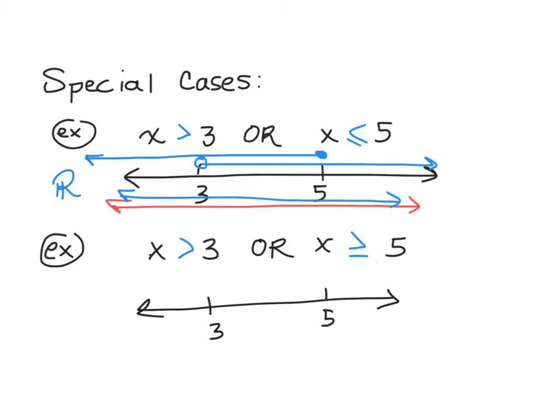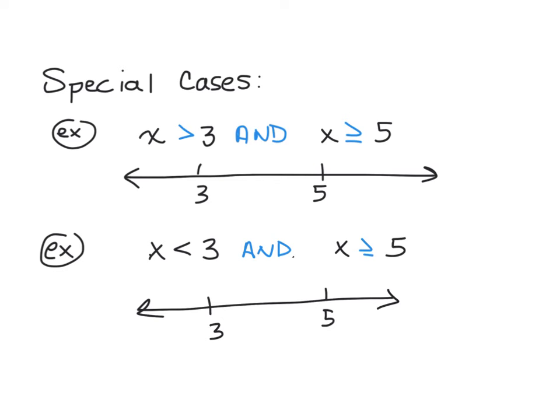Again, ors I don't need overlap, ands I do. Here I've reversed the direction of the second one again. X is greater than 3 goes this way. X is greater than or equal to 5 goes this way. Again, I have overlap, but I don't really care. Anything that's covered is part of the solution set. X is greater than 3 is my answer. If this was an and, the answer would be here, but it's not. It's an or. Anything that's covered is part of the solution set.